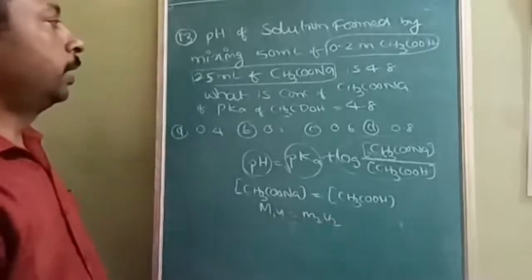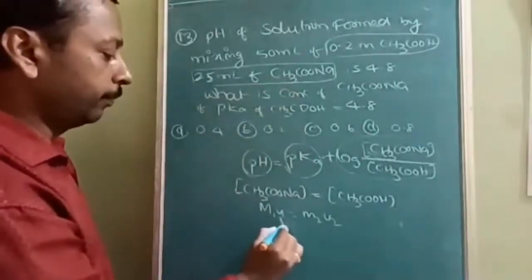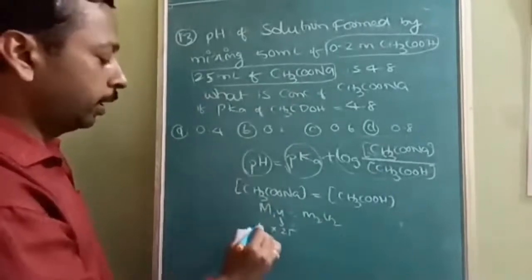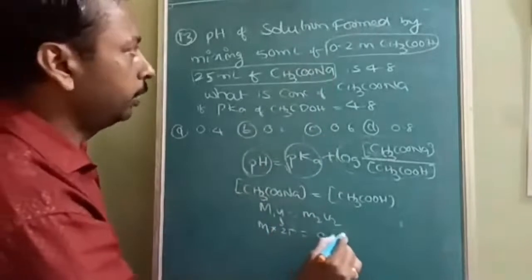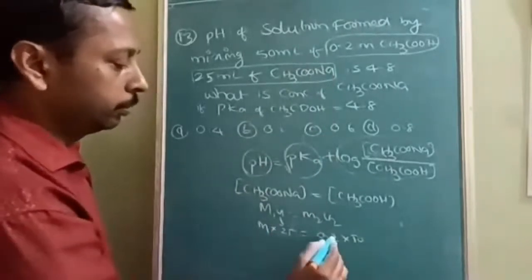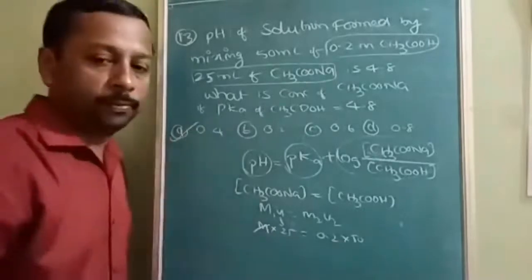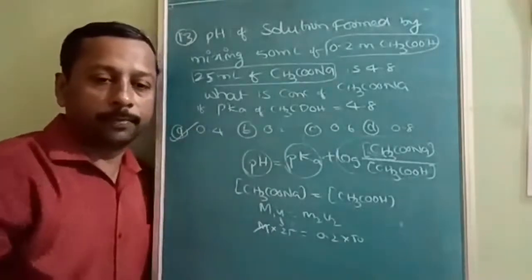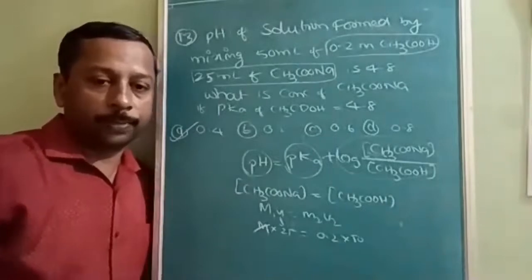So by applying 25, salt is about 25. Okay, and molarity we want to find out. And acid 0.2 into 50. So this will be how much? 4 into 25. That means 0.4 is the correct answer. What is the correct answer? 0.4 is the answer. Okay.